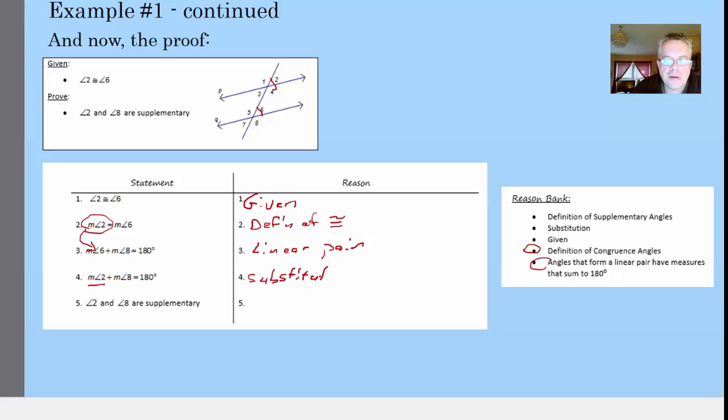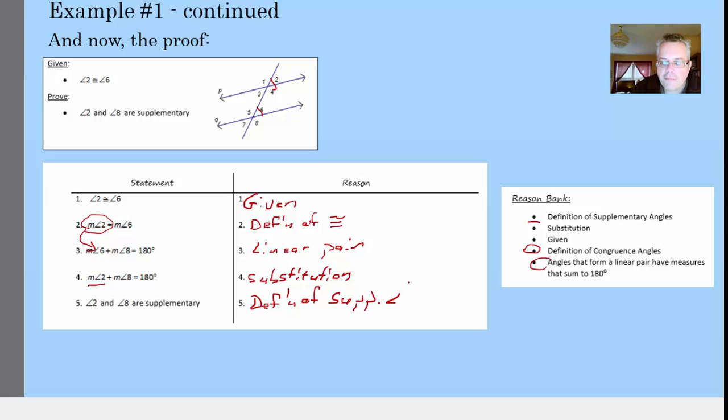It's just like in basketball. Take one player out and put another one in. That's called a substitution. I'm taking one measurement out here, and I'm putting another one that's equal to it in. So that's the reason for that statement, substitution. And now, since the measure of 2 plus the measure of 8 equals 180, we know they're called supplementary. That's what supplementary means. And so that's the definition of supplementary angles, which is this first one here.